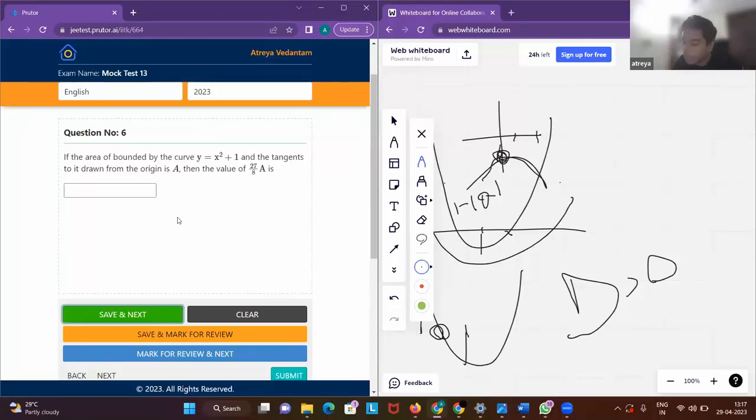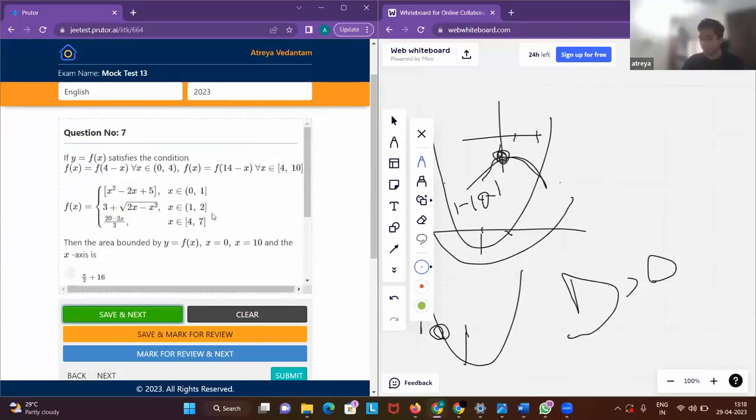Now what is the area under the two triangles? The two triangles is 2 times half into base, which is 1, into height, which is 2. So the total area is 2. So 8 by 3 minus 2 is the answer, is A essentially. So that is, what is 8 by 3 minus 2? It's 2 by 3. 2 by 3 is the answer, but we require 27 by 8 times 2 by 3. So essentially we'll get 9 by 4, which is 2.25.